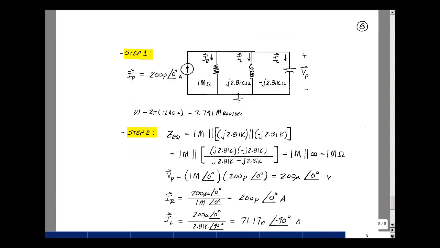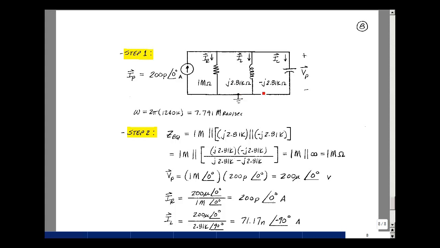Let's next solve for our time domain voltages and currents. Let's transform our circuit from the time domain to the frequency domain. Current source I sub p becomes a phasor I sub p with a magnitude of 200 picoamps and angle of 0. The resistor is still a resistor of 1 megohm. Now we can plug in the value of omega, which is 2 pi times 1240 kilohertz. Multiplying that by the 360 microhenries, I get j 2.81k.